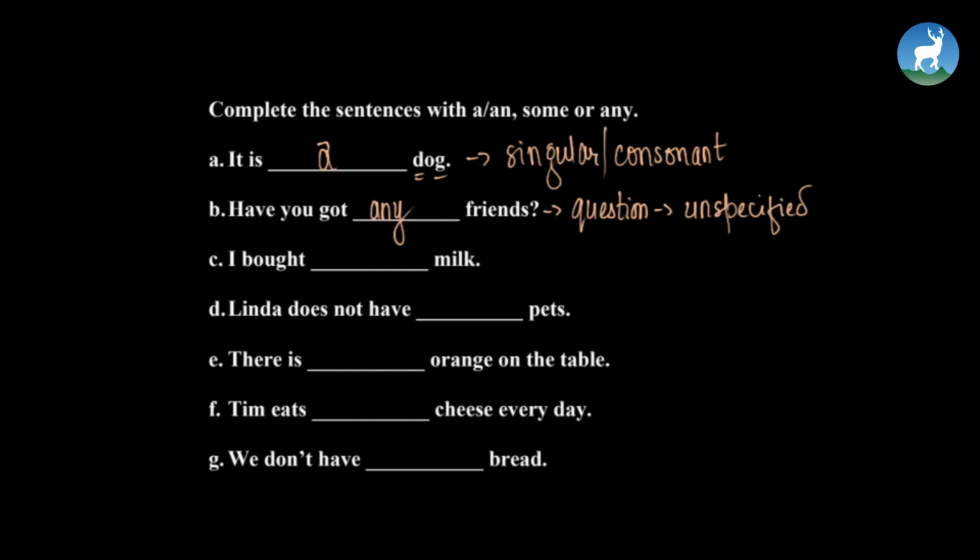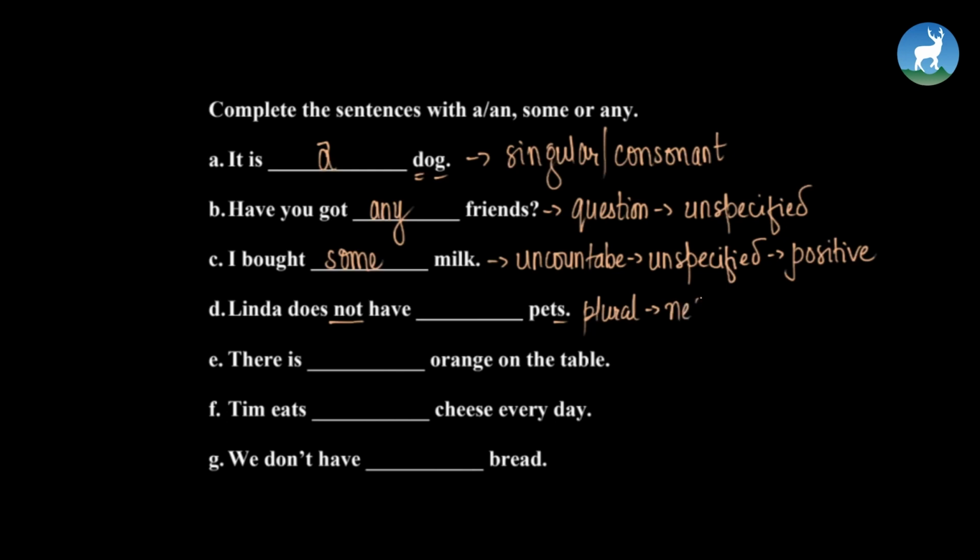I bought dash milk. When talking about an unspecified amount, we use some. Uncountable, unspecified, and affirmative or positive sentence, right? So we use I bought some milk. Linda does not have dash pets. Now, see here, here's a use of a negative word, making the sentence a negative one. So, pets, plural, negative statement. And if you remember me telling you, for negative statements, we always use any, right?